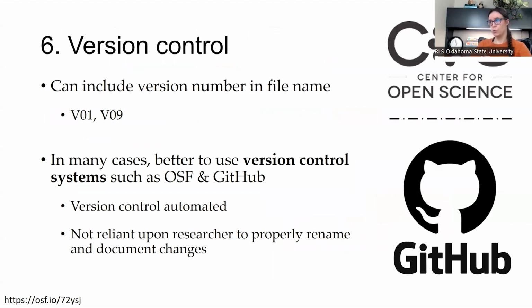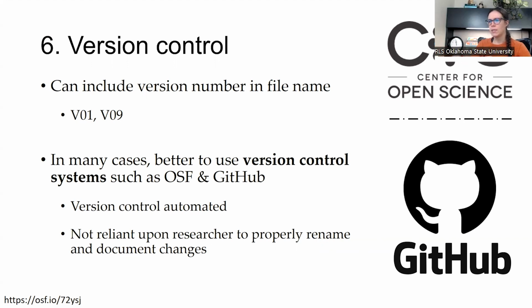And then finally, version control. So for a lot of different reasons, it might be important to you to include some element of version control in your files. You can opt to include the version number in your file name. So you might use the abbreviation V. So you would have V01 for your first version, V09 for your ninth version, et cetera.